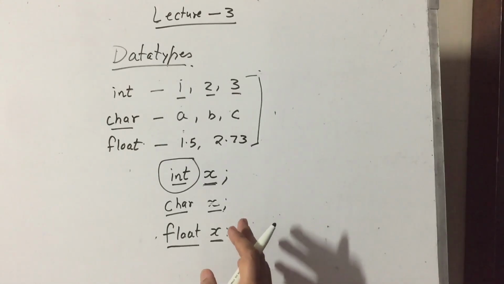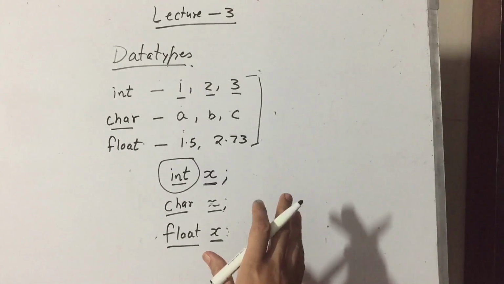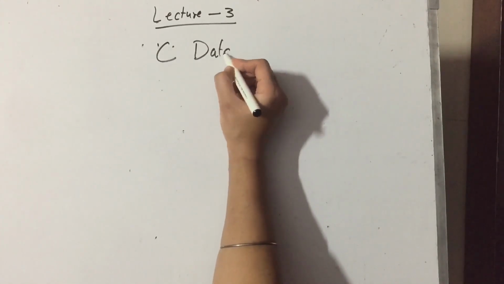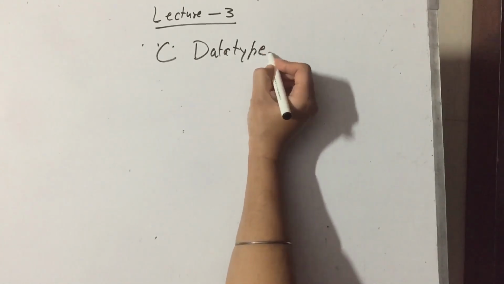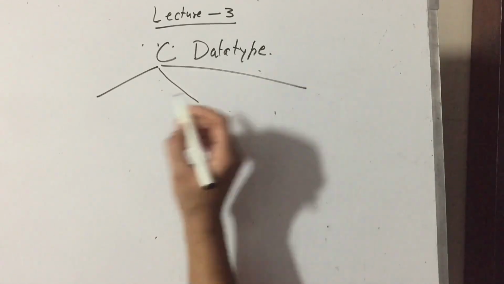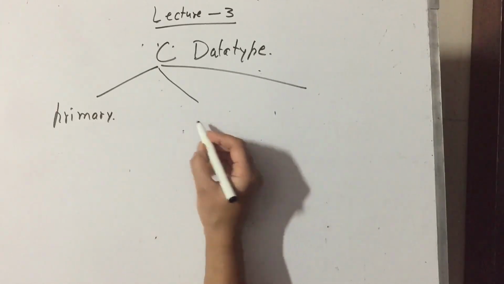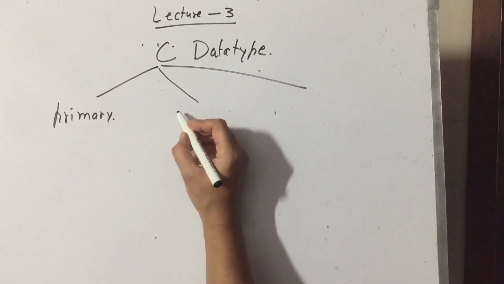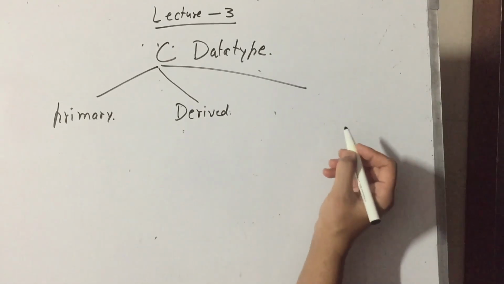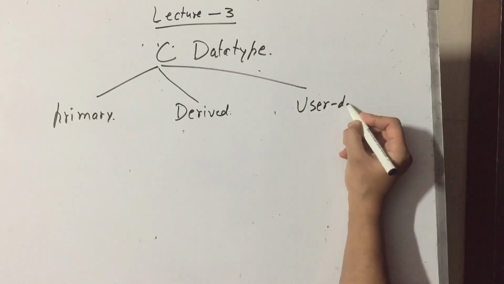Now we move further, where I will give you details of the different types of data types. Now your C data types can be classified into primary data types, then we have derived data types, and we have user defined data types.